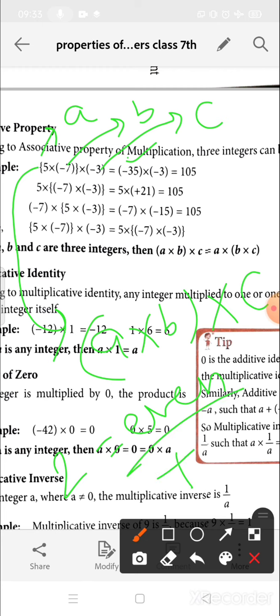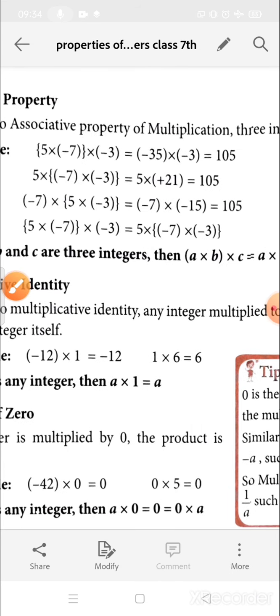After multiplication of 35 and 3, we will have 105. Clear? So after solution the resultant is equal to 105, and this value is equal to a cross b cross c. Again we will take an example here.